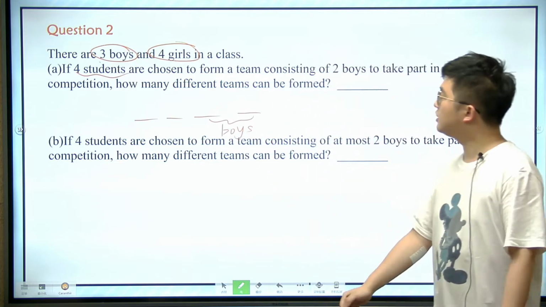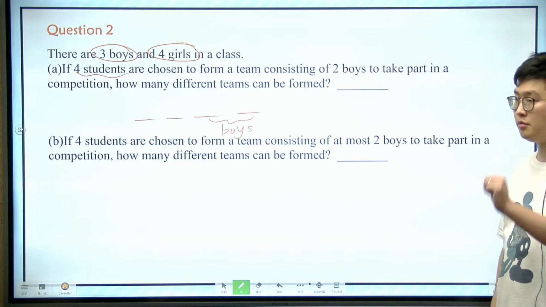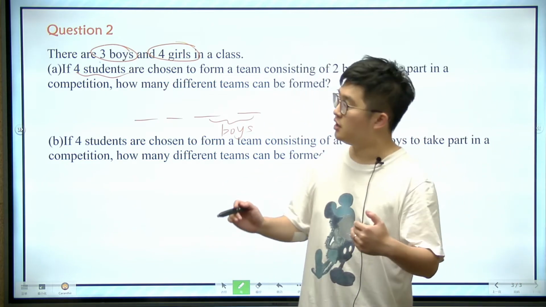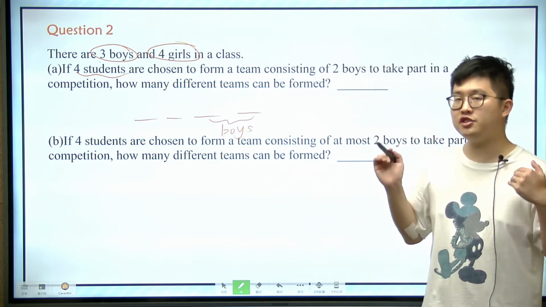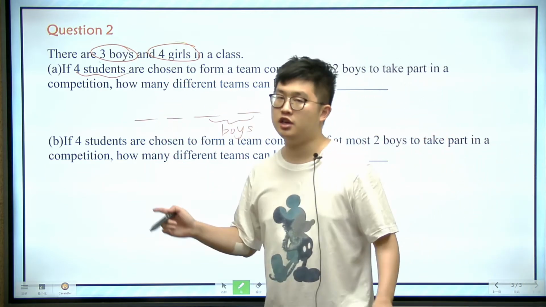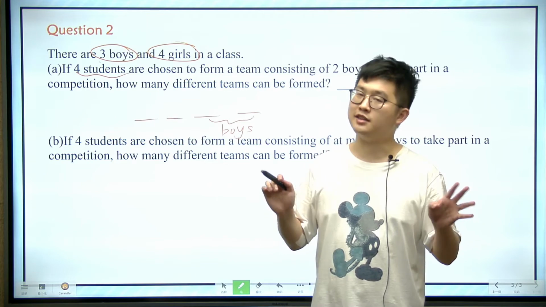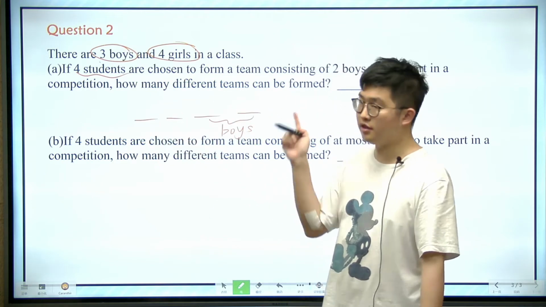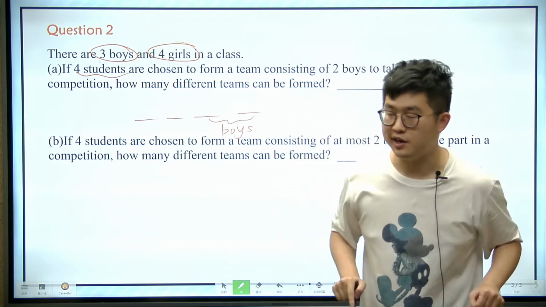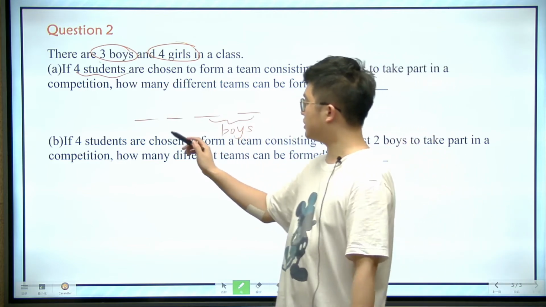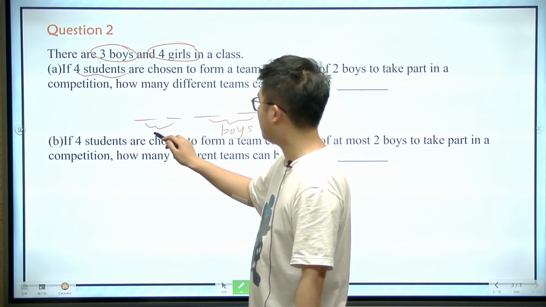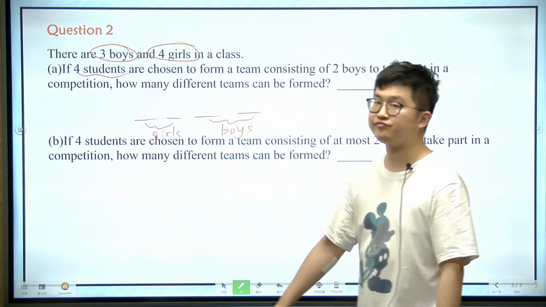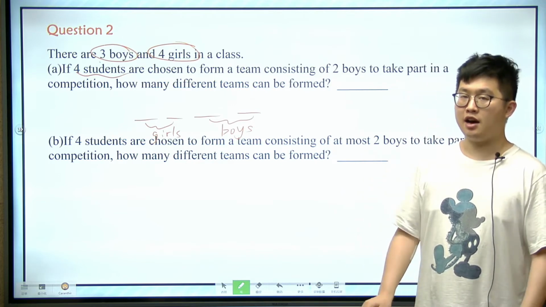All right, 4 students, 2 boys. So how many different teams can be formed? Now, we can see this is a combination question because the order doesn't matter. It doesn't matter if the boy is the first or the second or the third or the fourth. They are the same. So we just need 2 boys, and these 2 obviously are girls, right? Now, how do we do it?